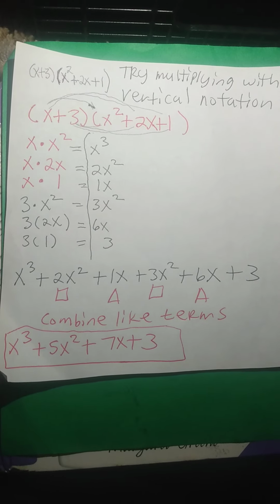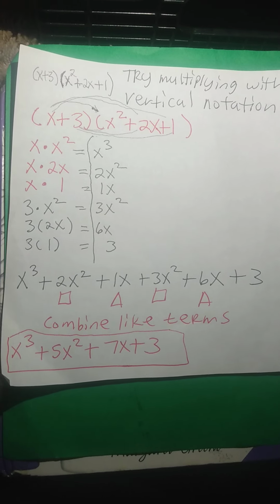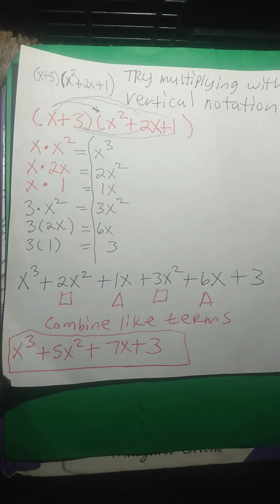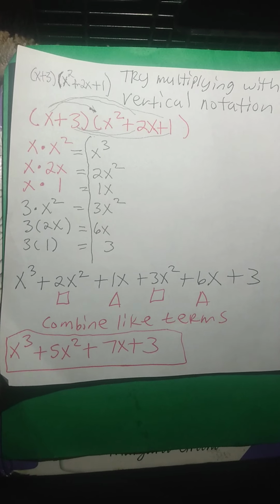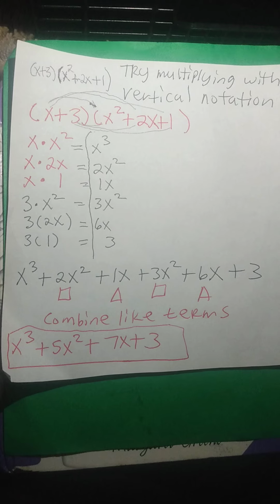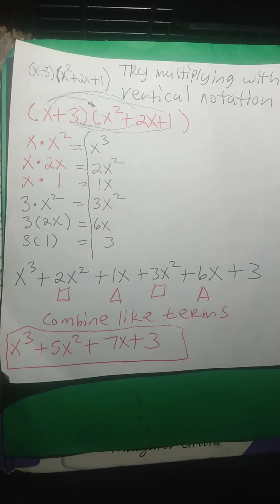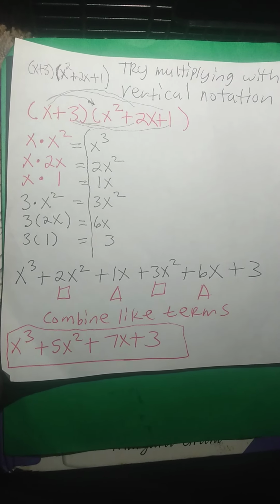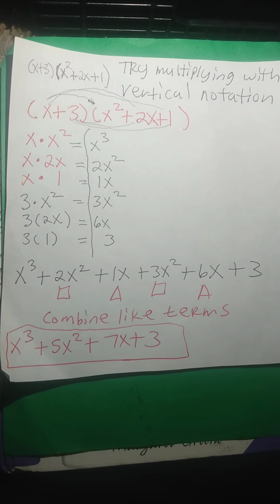Now, when multiplying, we have to FOIL or distribute with the outer terms and the inner terms. So let's see here. The outer terms will consist of x being multiplied with x squared, 2x, and 1. The inner terms will consist of 3 being multiplied with x squared, 2x, and 1.